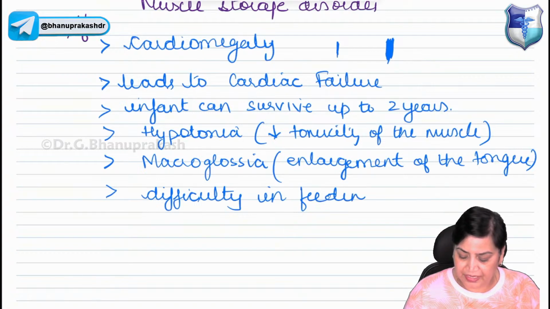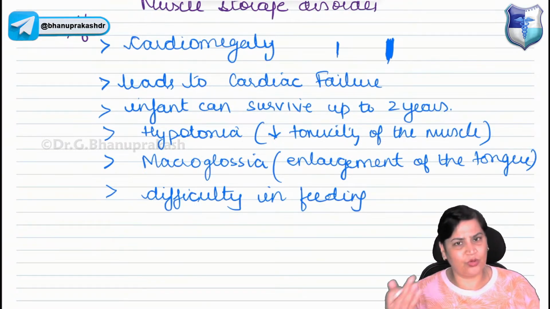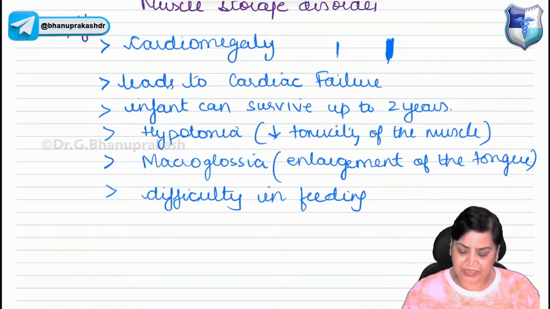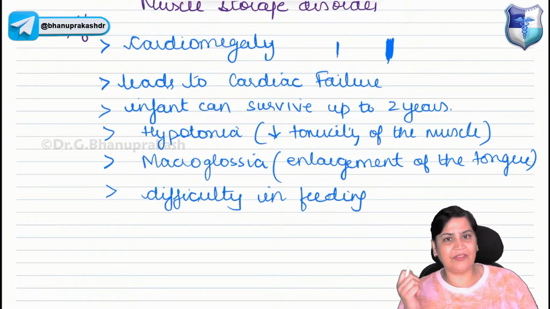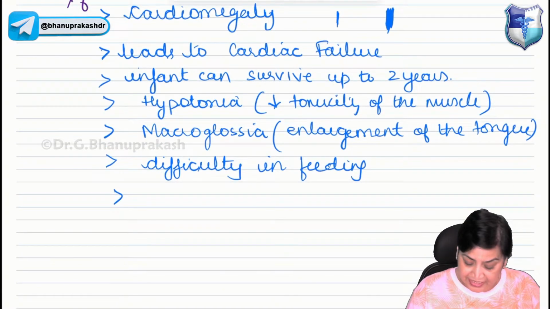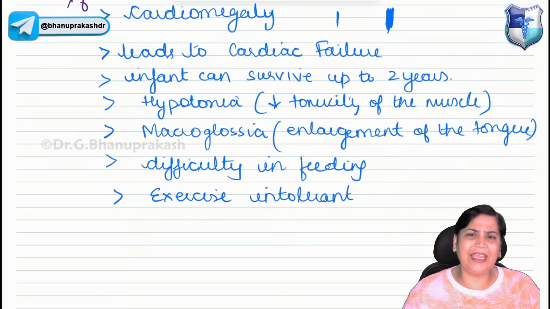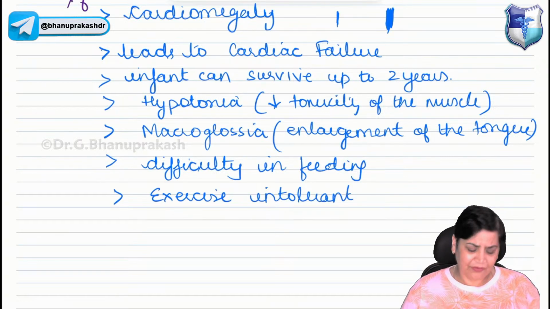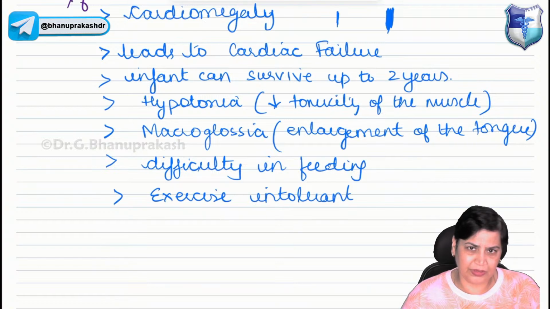So these are the important symptoms: cardiomegaly leading to cardiac failure, hypotonicity with decrease in muscular strength, and macroglossia, which leads to difficulty in feeding. And obviously, if the muscle is affected, there will be exercise intolerance. The person will be totally intolerant to exercise. Meaning, whenever he starts exercising, he will be tired soon.